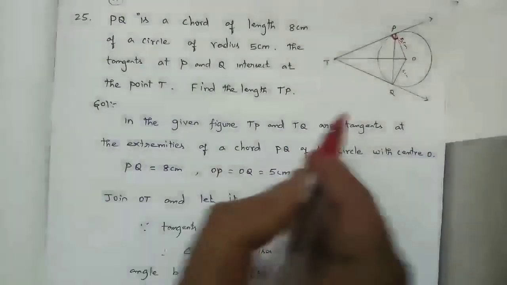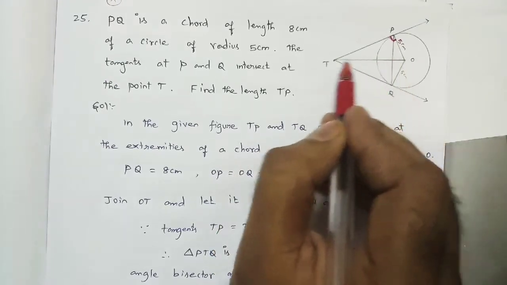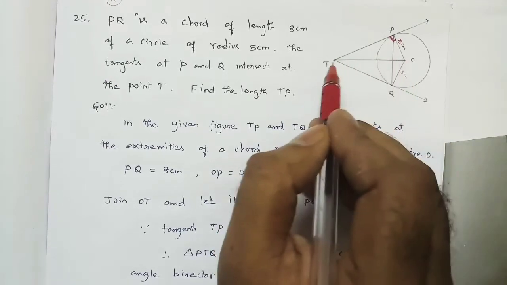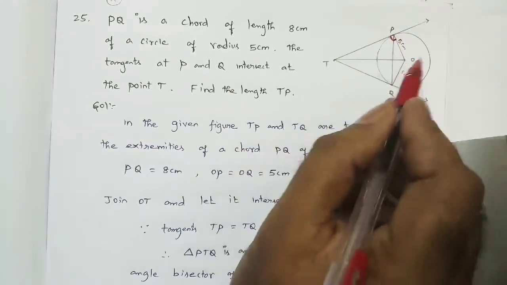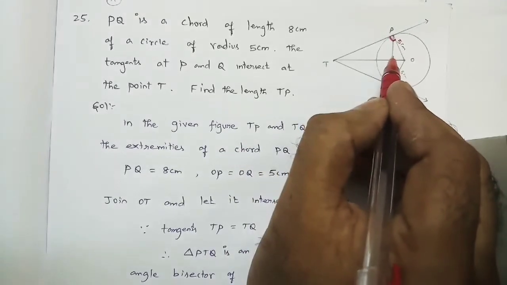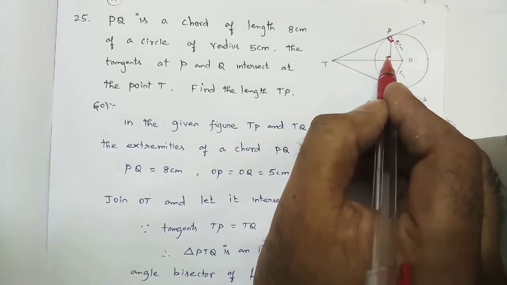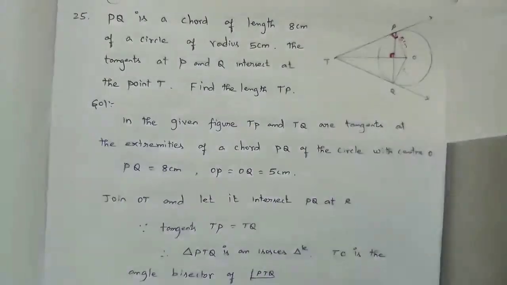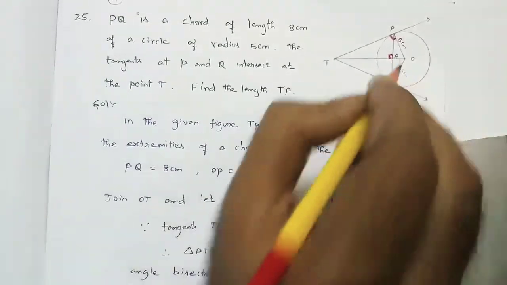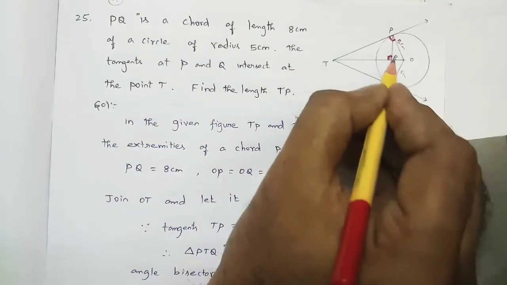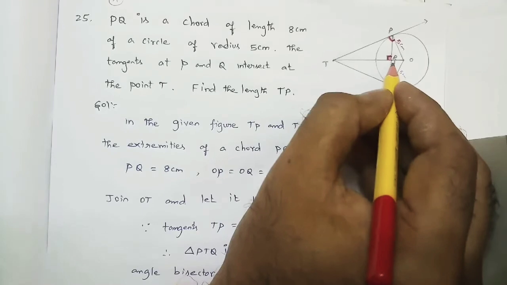Moreover, PQ is a chord. I am just joining OT. We get triangles: TOP is a triangle, and TOQ is also a triangle. While it is intersecting, we get a right angle. I am giving the name R to this intersection point. This is also a right angle. All four are right angles only.